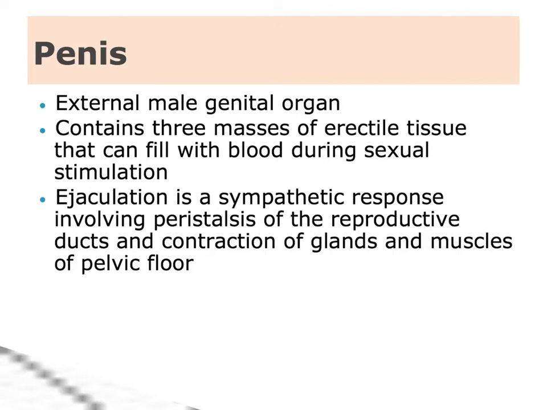Inside the penis, there are 3 masses of erectile tissue that can fill with blood during sexual stimulation, because, of course, the whole point of ejaculation, or getting sperm from the man into the woman, is it needs to be deposited into the vagina. Ejaculation is a sympathetic nervous response, and so again, you've got peristalsis, you've got various contractions of muscles all along the reproductive ducts, along with the muscles of the pelvic floor at climax.